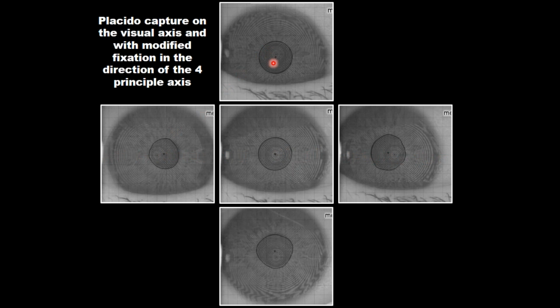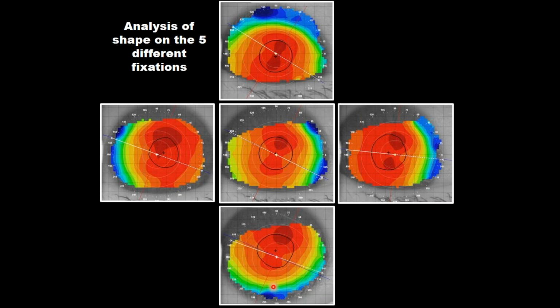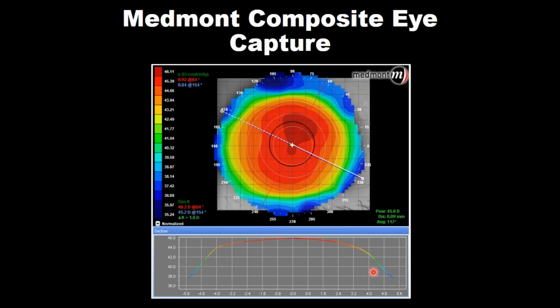Have the patient look down, pushing the placido up, and having the patient look up, pushing the placido down. So then all of those individual captures can be converted to a topography, and those topographies can be merged together to create a larger view of the eye.